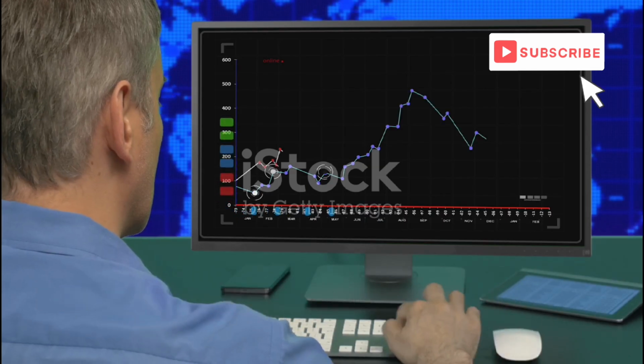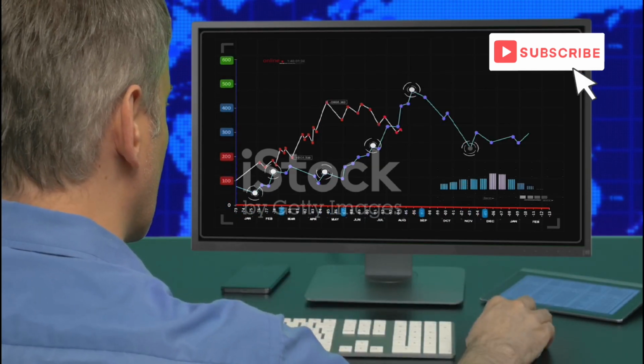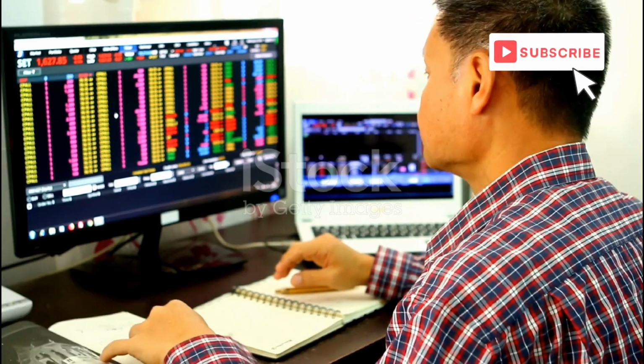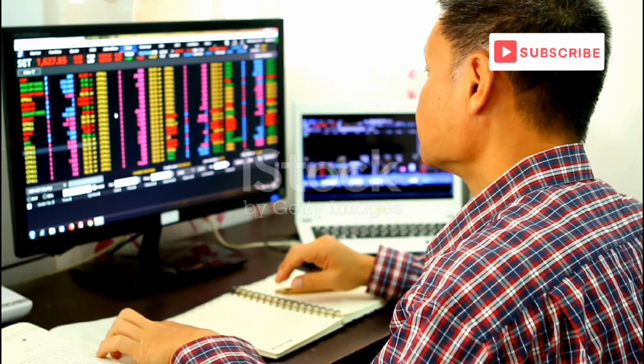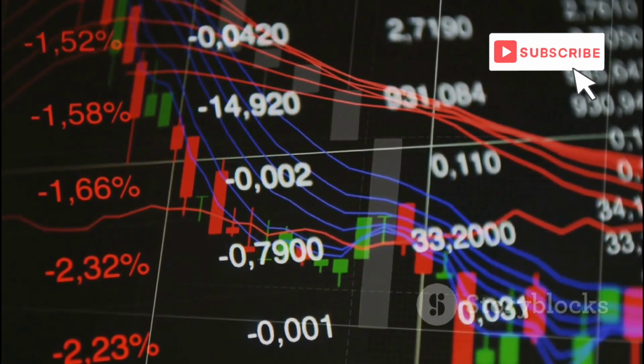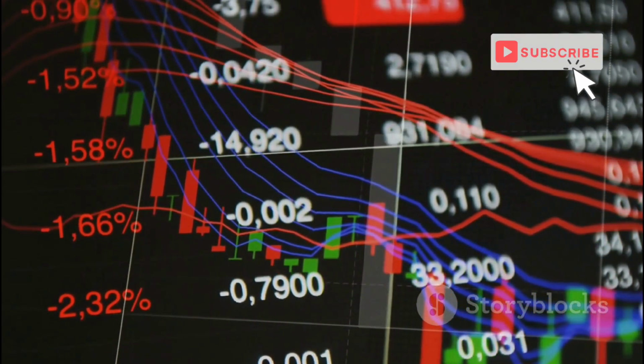On the other hand, put options are the opposite of call options. A put option gives the buyer the right, but not the obligation, to sell the underlying asset at the strike price before the expiry date. Put options are typically purchased when the buyer anticipates a decrease in the underlying asset's price.